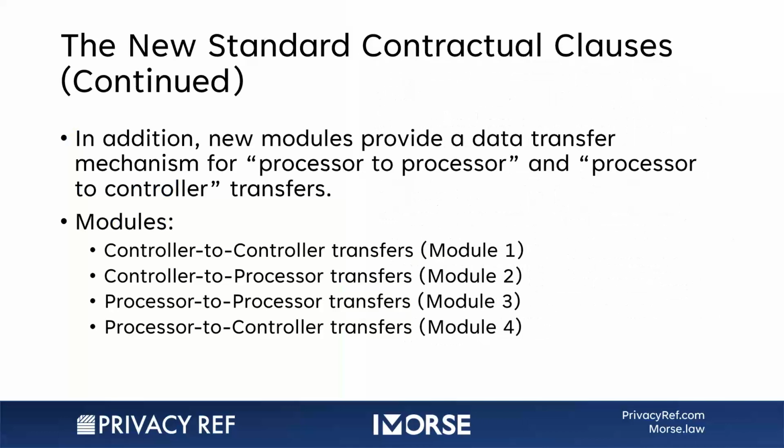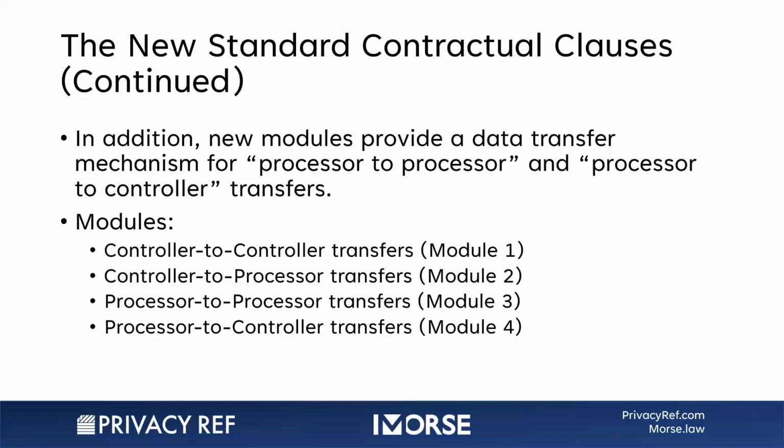So now we have new clauses. They provide a new set of transfer mechanisms for transfers from processor to processor and processor to controller. This is new. Under the old clauses, there were only controller to controller and controller to processor clauses. Now we have four different modules: controller to controller, controller to processor, processor to processor, and then this processor to controller. So there are more types of clauses.